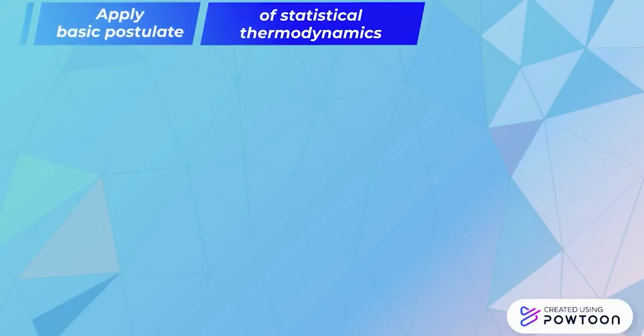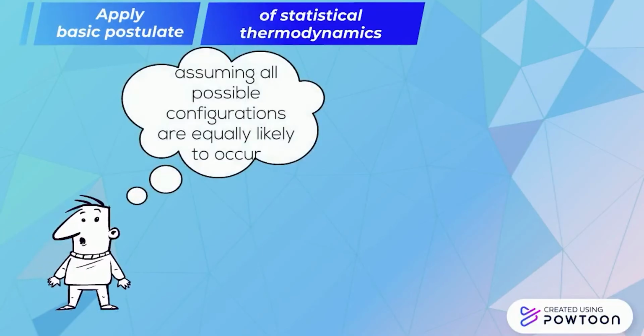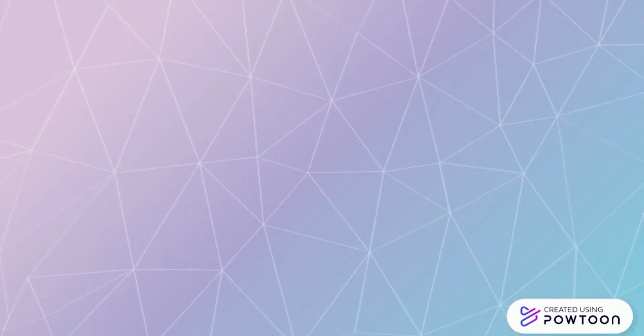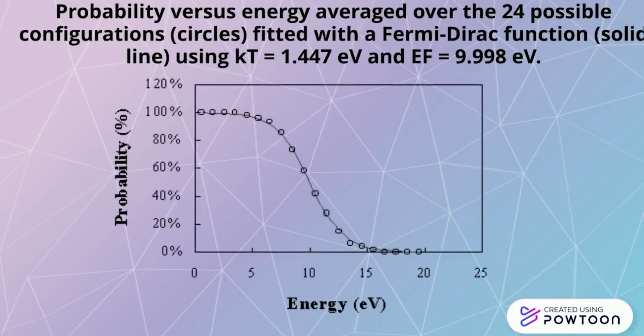Then we apply the basic postulate of statistical thermodynamics, assuming all possible configurations are equally likely to occur. The best fit was obtained using a Fermi energy of 9.99 electron volts and kT of 1.447 electron volts. We can see the example more clearly with this figure here.